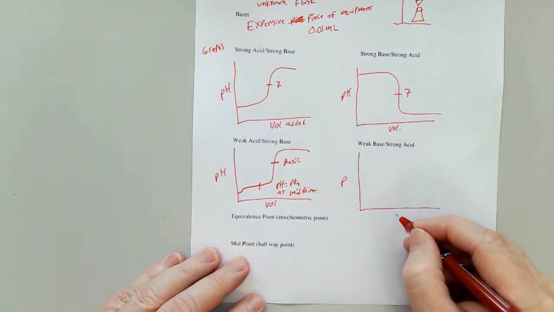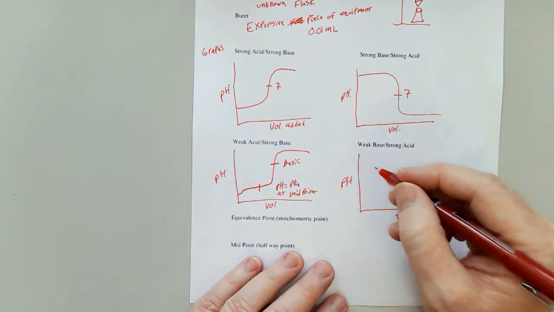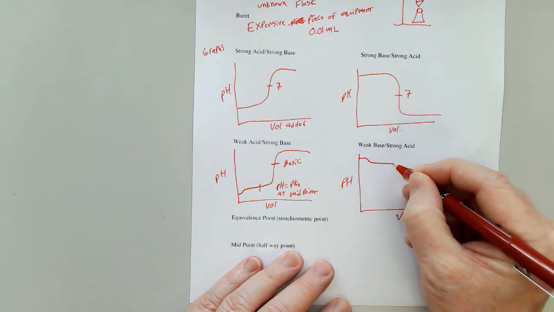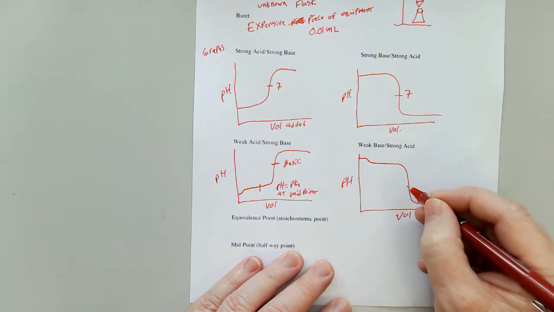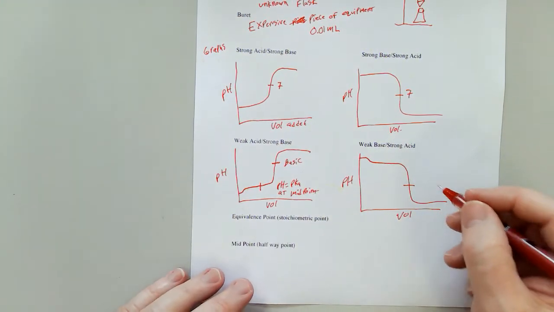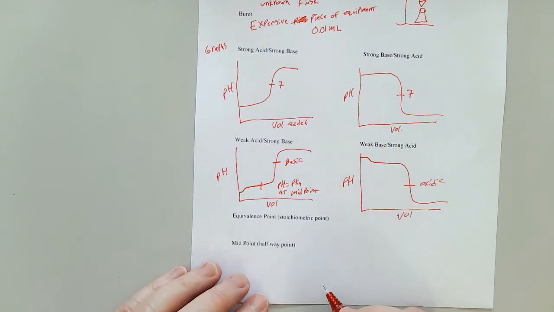And we'll do the same, pH versus volume, the same thing here. Again, inverted. All right. So this time the equivalence point is acidic.